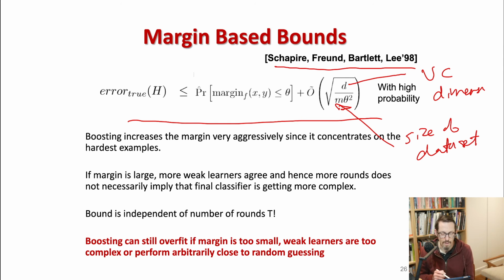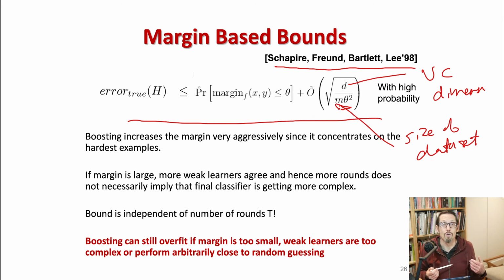Okay. And what this paper shows, which I'm just going to write down and not solve here for you, is that when the margin is large, you can end up getting a situation where it aggressively concentrates on those hardest examples. It's going to keep increasing the margin until it concentrates on those hard outlier examples. And when the margin is large, more weak learners are going to agree because you're going to keep stacking them deeper and deeper. And in the end, even though you're putting out more classifiers, those classifiers are all agreeing with each other largely.